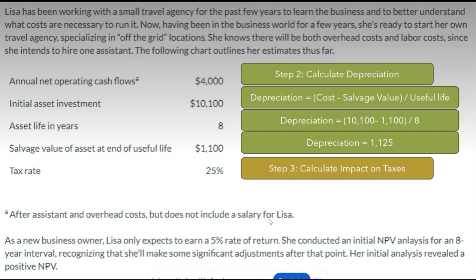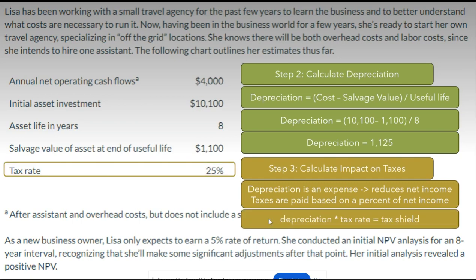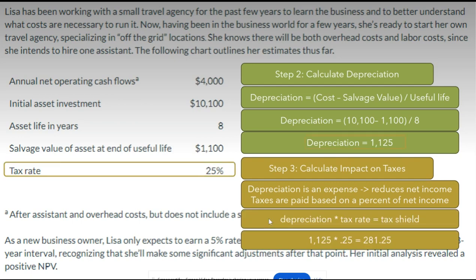Next, we're going to consider that impact on taxes. So again, depreciation is an expense that reduces net income, and taxes are paid based on a percent of net income. So what we need to do is take our depreciation that we calculated above, multiply it by our tax rate to determine how much tax savings it's going to result in. In this case, the depreciation results in tax savings of $281.25.